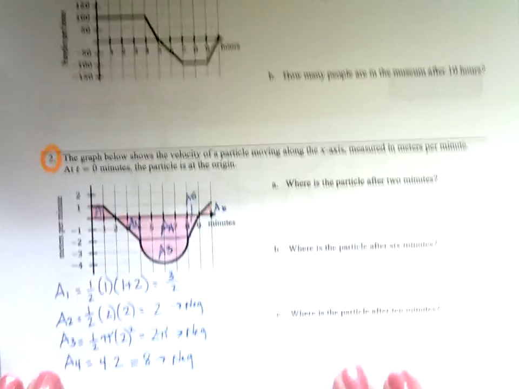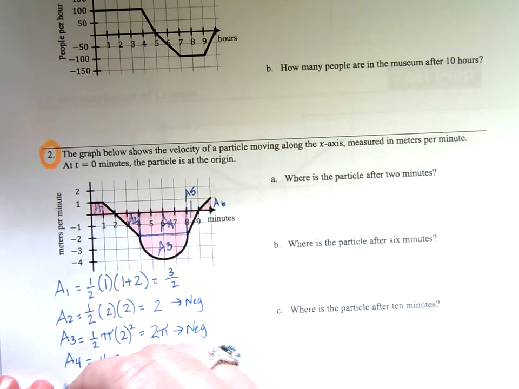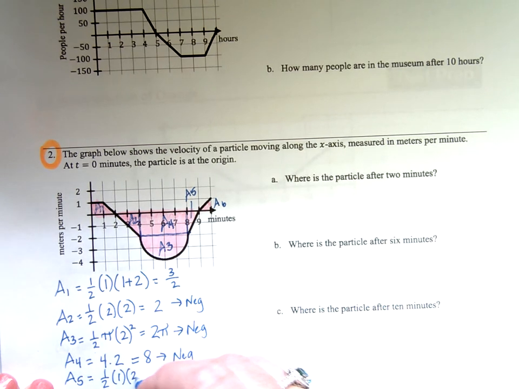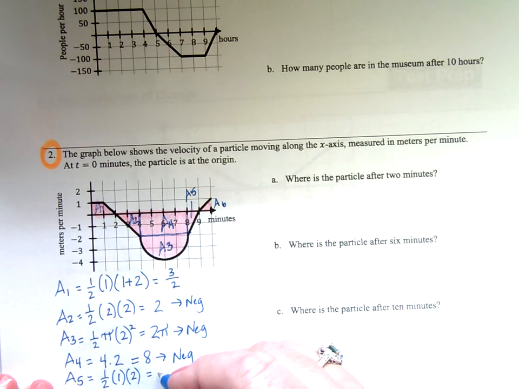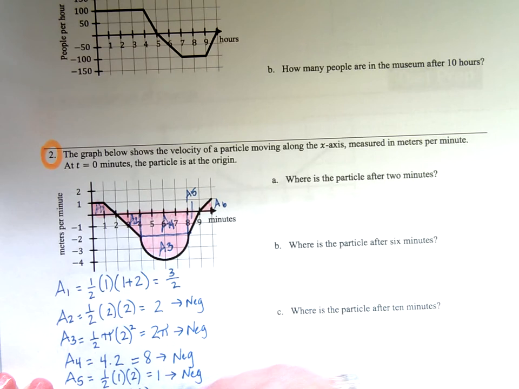And then I have a triangle, A5. Let's see if I can fit it all on my little sheet here. A5 is a triangle, 1/2 the base of 1 and a height of 2. The 2's cancel, and that is 1. And then I've got my last one. This one's also a negative, right? A6, area 6, 1/2, a base of 1 and a height of 1 is 1/2. And he's back to being positive.